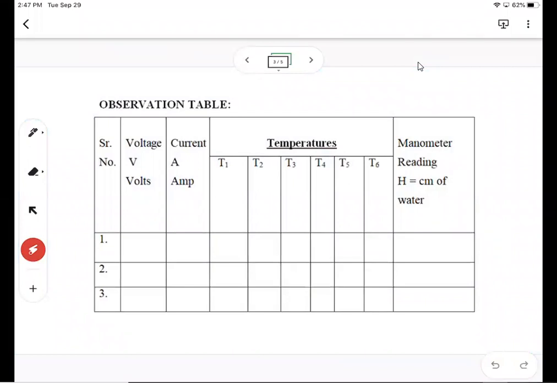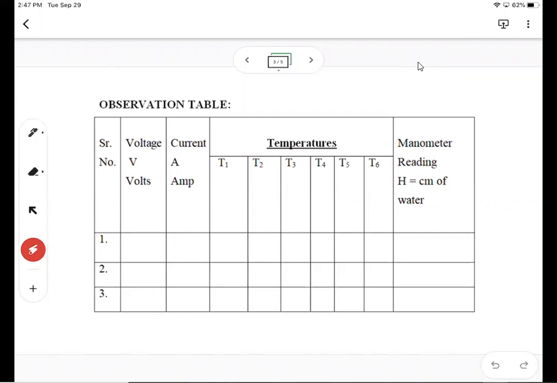So the observation table comes first. In the observation table, you can easily get voltage and current from the dial indicator. Make sure that when you start the experiment, you wait around 10-15 minutes so that it comes to a steady state first, and then you start taking these readings T1, T2, T3, T4, T5 and T6. After that you also take the manometer reading as well. So this table won't be any problem.